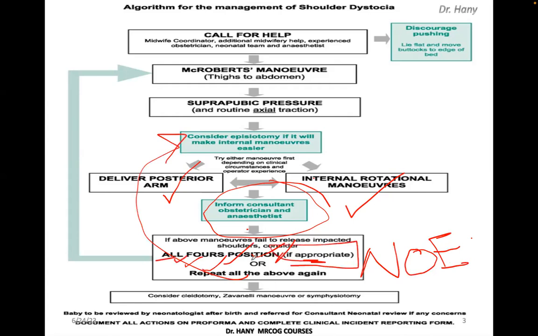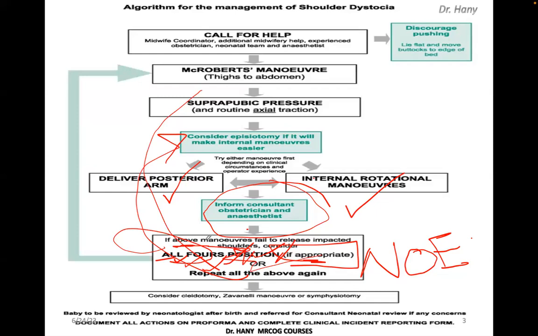The all fours position with a woman with epidural, how will you put her? She cannot move. Fine. So the all fours position is not appropriate for a woman with epidural. So I will omit this one, and I will repeat the McRoberts part and the suprapubic, and then the internal, then the posterior. If a woman has an epidural, I will remove the all fours.